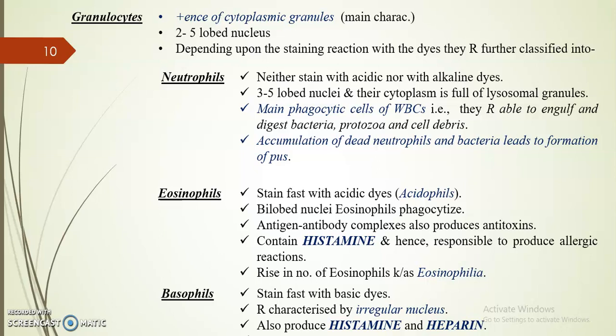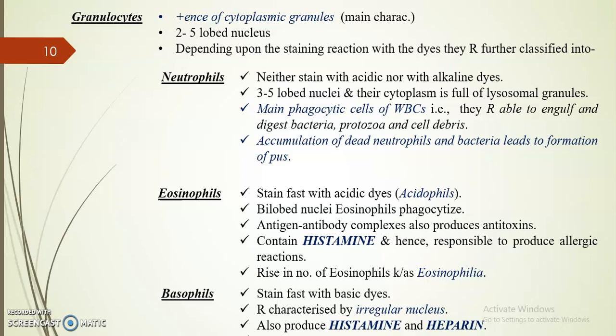Eosinophils. Eosinophils are stained with acidic dyes, so they are acidophils. They have bilobed nuclei. Eosinophils perform phagocytosis of antigen-antibody complex and also produce antitoxins. Eosinophil histamine is responsible for producing allergic reactions. When there is a rise in the number of eosinophils, it is called eosinophilia.